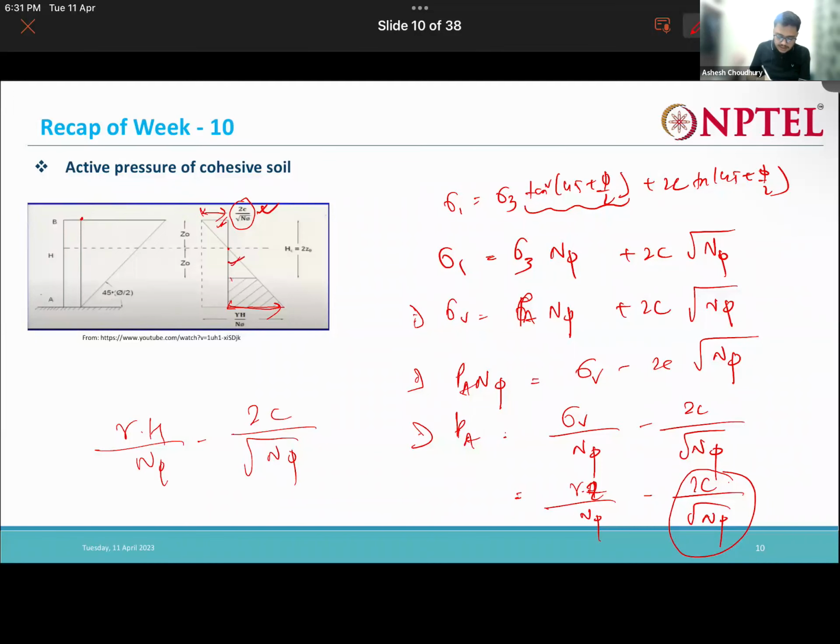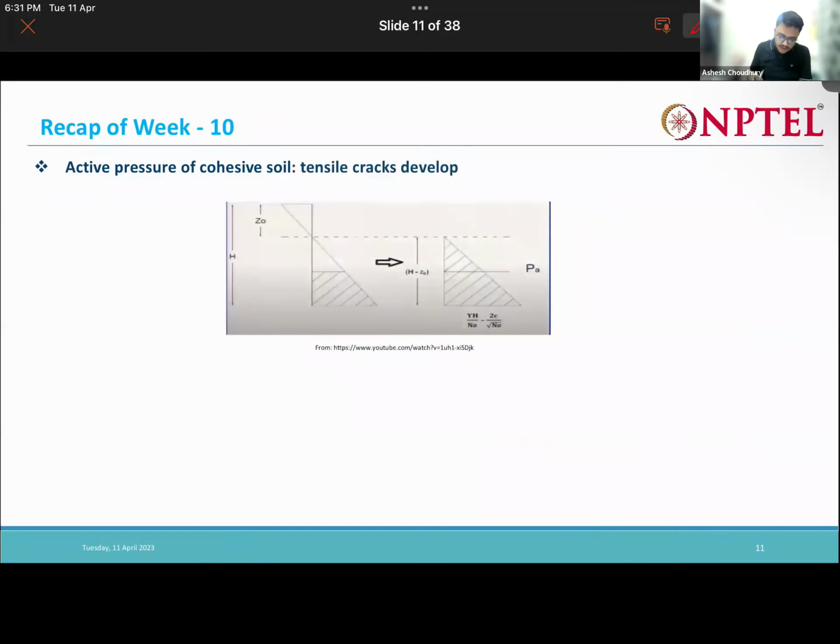This and this will cancel out, and ultimately if you find the area of this region, that will only give you the PA. Okay. Now this is the case when tension cracks do not develop. There are two conditions: tension cracks develop and tension cracks do not develop.